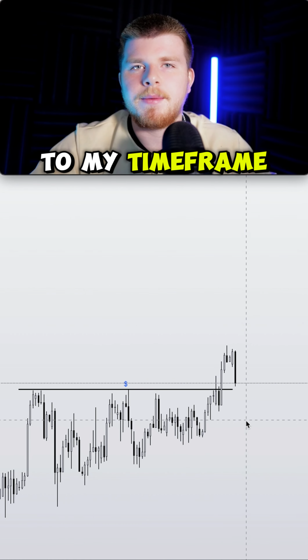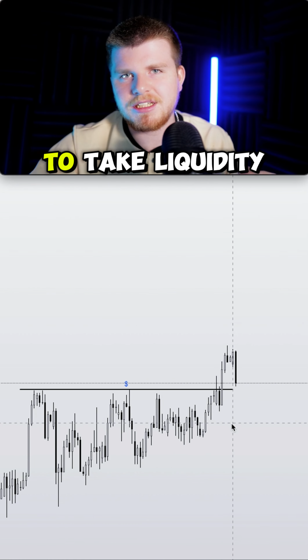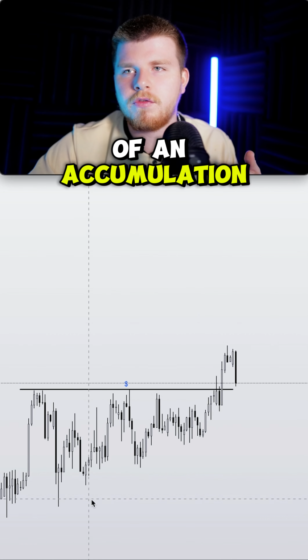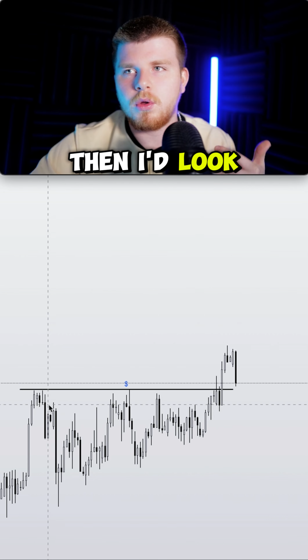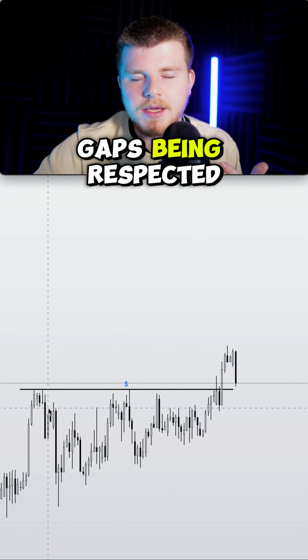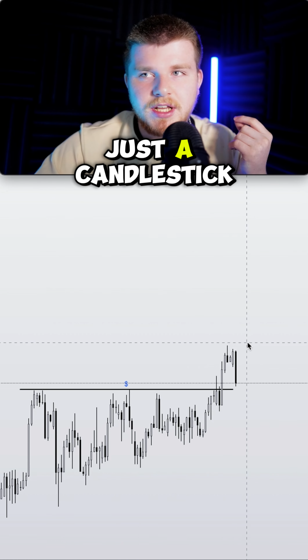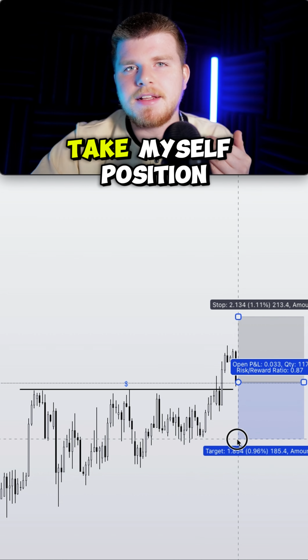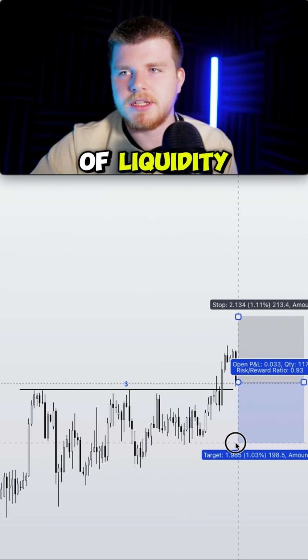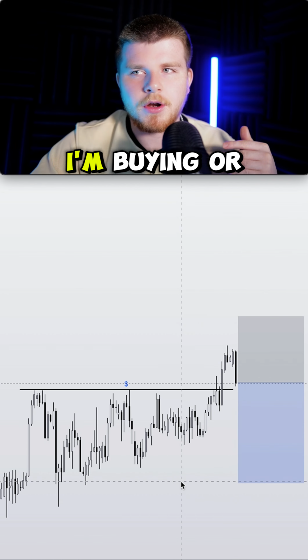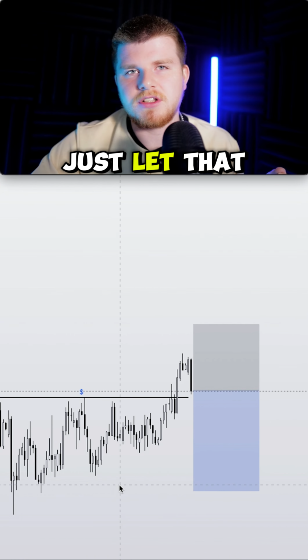So I'd go to my time frame, mark out liquidity, wait for price to take liquidity on either side of an accumulation range. Then I'd look for confluences such as fair value gaps being respected, or even maybe just a candlestick pattern. And then I'd take my sell position to another form of liquidity, either sell side or buy side, depending on if I'm buying or selling. And then I just let that trade play out.